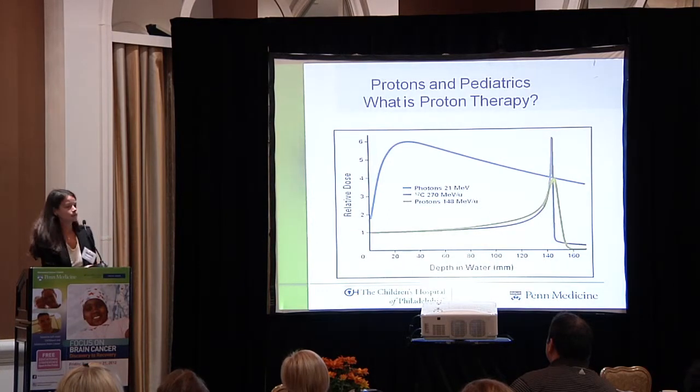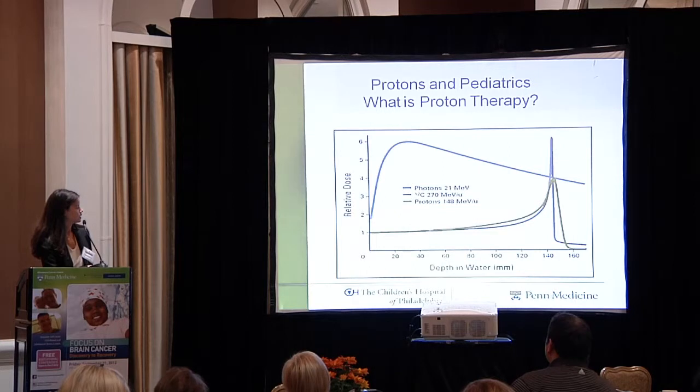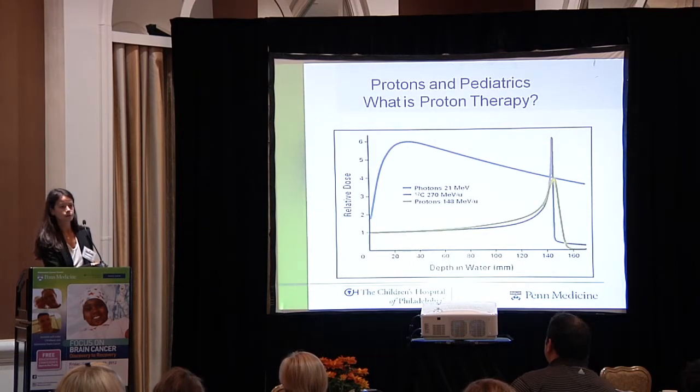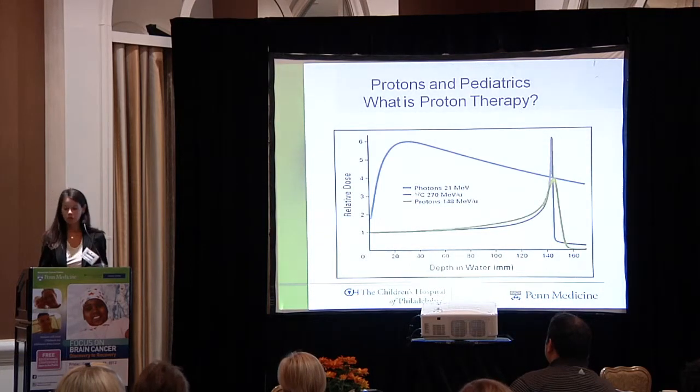The yellow and gray lines represent particle therapy or proton therapy. So what happens when the proton starts to enter the water or the patient is it stays at fairly low energy, and then right before it stops, it deposits about 90% of its total energy, and then it stops and it doesn't trail off at all. So what does this mean when we're talking about a patient?